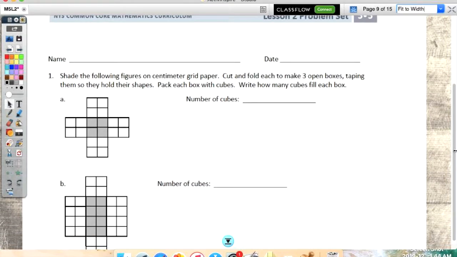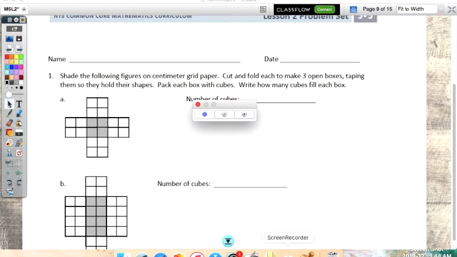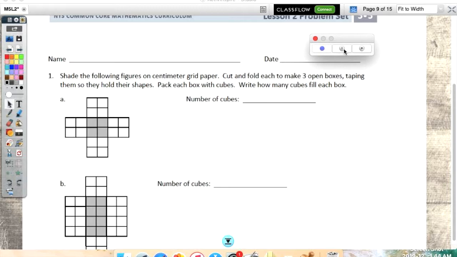Front of you, okay? And I want you to pack it with cubes. And we're not taping them, we'll just do the best we can. While you're packing it with cubes, I'm going to pause it. So before we solve this problem, I want to talk about the figure you just built with your cubes, okay?